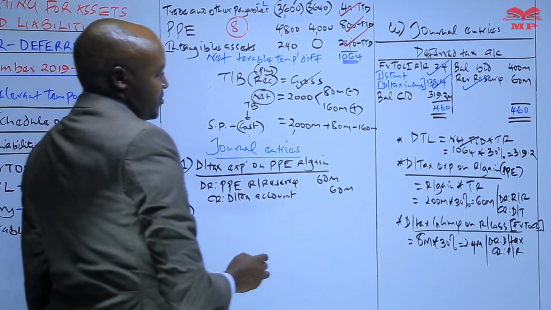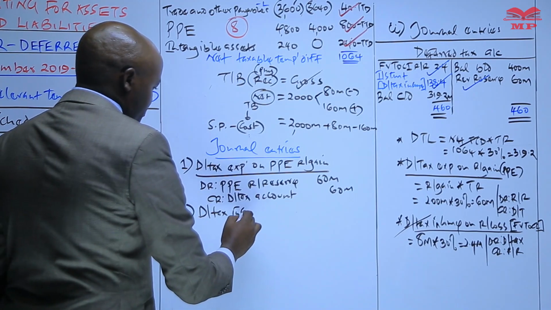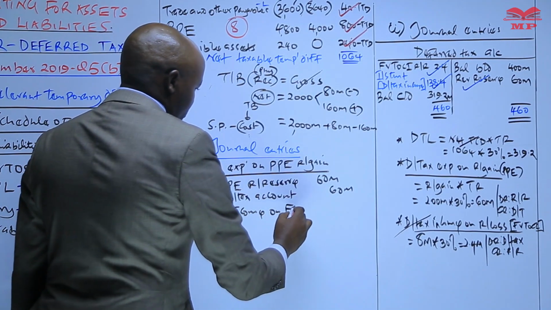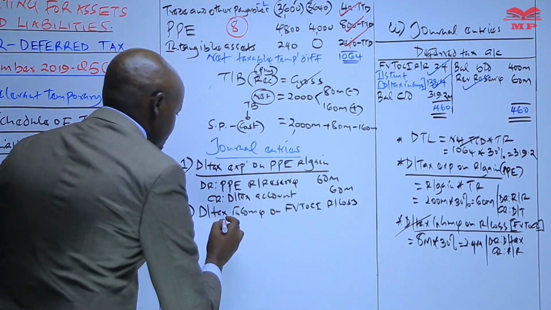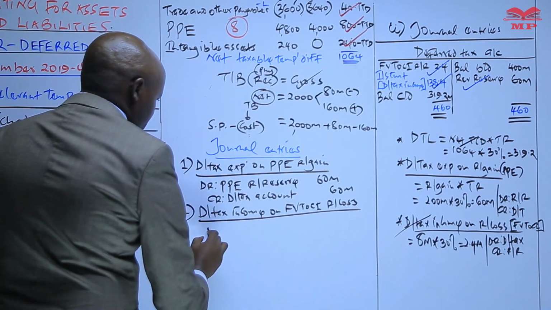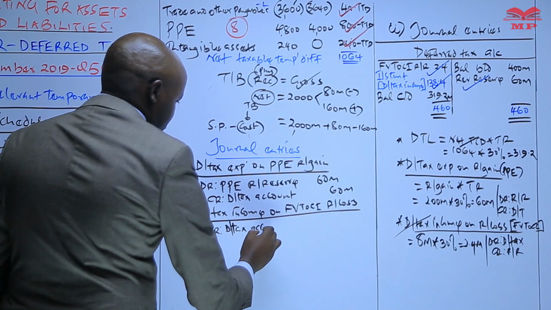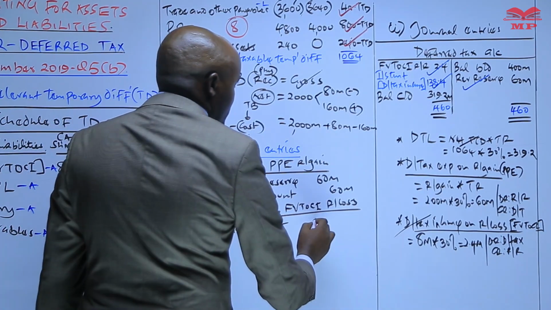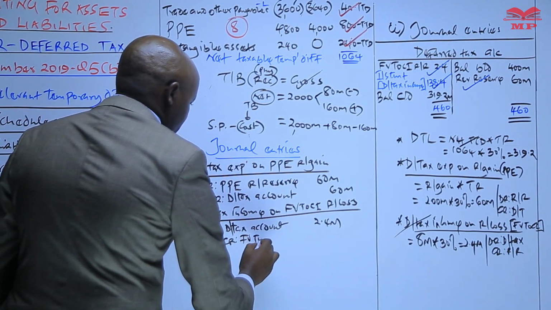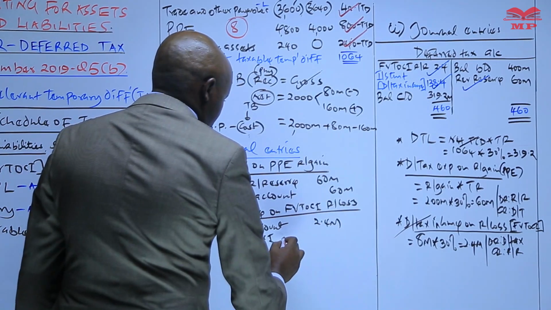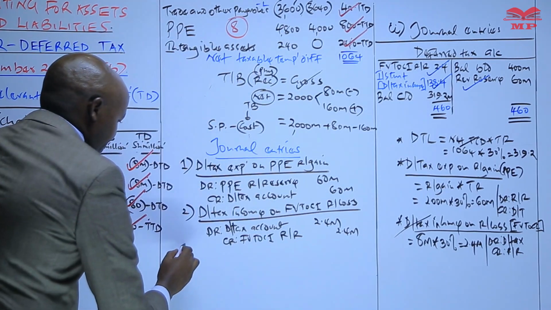Two, we account for this deferred tax, not expense, but rather income on financial asset at fair value through other comprehensive income, revaluation loss. So we have said we debit deferred tax account with an amount of 2.4 million. We credit financial asset at fair value through other comprehensive income, revaluation reserve account with 2.4.